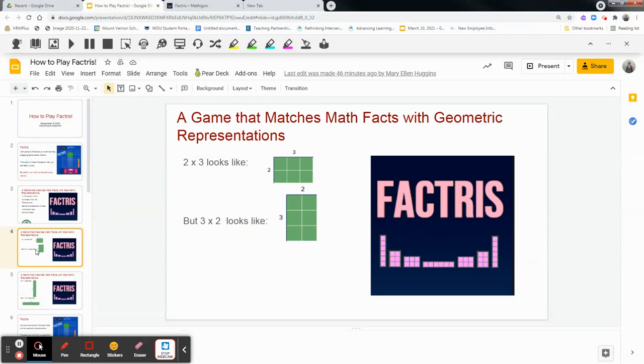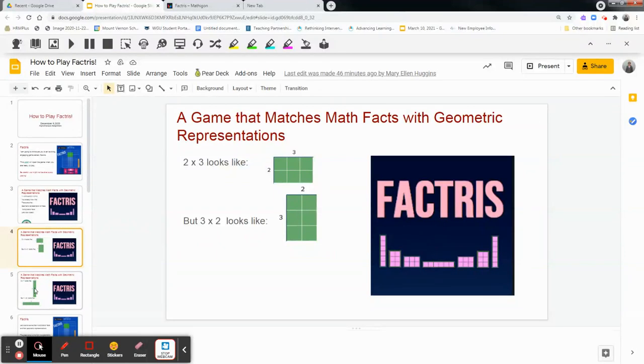One of the representations is the one that is more rectangular in shape, and it's 2 by 3. And that's the first one. 2 by 3 looks just like that. You've got the number 2 on the left side, kind of like the height, and 3 as the length of the array. But 3 times 2 looks different. The height now is 3, and the length is 2. They're very similar, but the shape is different. And you're going to need to know that for your game because some shapes are better than others when you're trying to fill a big space.